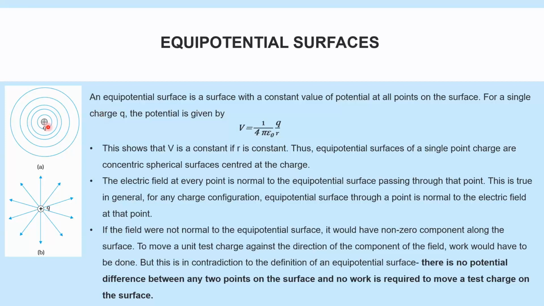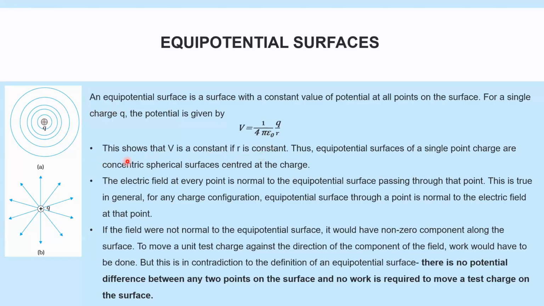Suppose you are considering a single charge Q. We had seen even in the previous content that the potential is given by 1 upon 4 pi epsilon 0 times Q by R. So the potential due to the single charge Q varies as the inverse of the distance between the point where we are calculating the potential and the charge. This R is going to differ for all the surfaces, and in that way you can get the potential value for each of these equipotential surfaces.